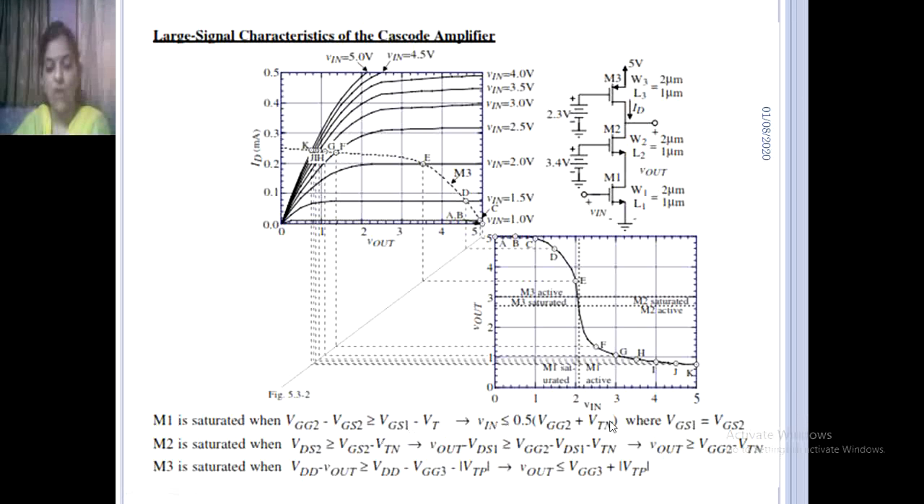If you solve for this, you will get this equation where VGS1 is equal to VGS2. Then M2 is saturated when VDS2 is greater than VGS2 minus VTN. So Vout, which is VDS1, is greater than this; Vout is greater than VGS2 minus VTN. M3 is saturated when VDD minus Vout is greater than VDD minus VGG minus VT. These are the large signal characteristics of the cascade amplifier.